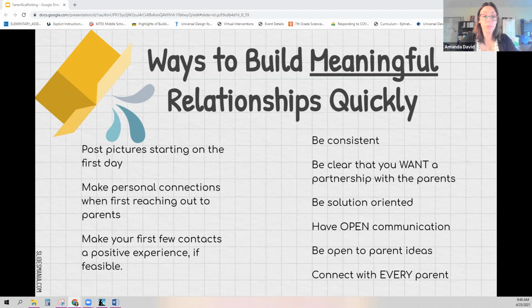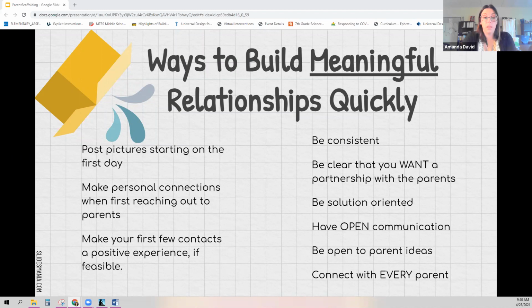And being consistent. So, consistently following through with your expectations, with your policies, just as you would want your students to follow through with what they need to do, you need to as well.